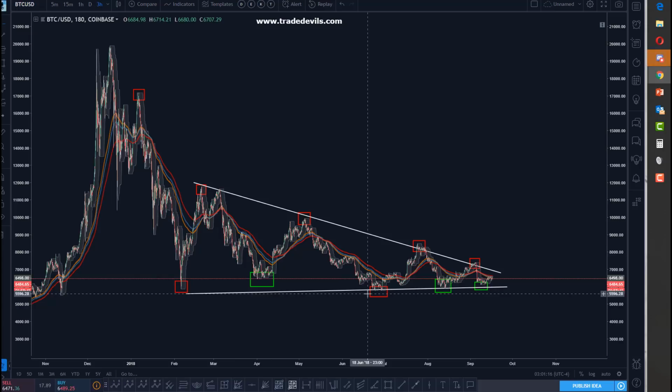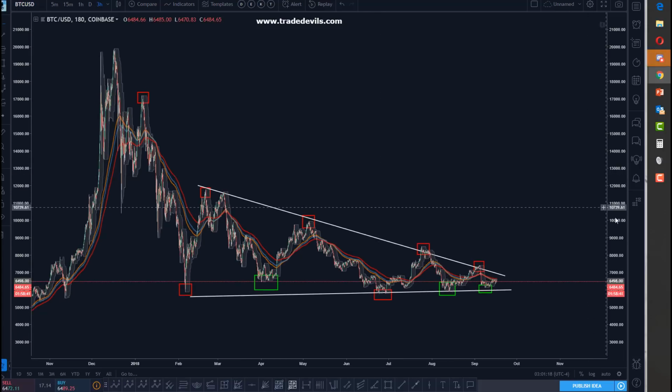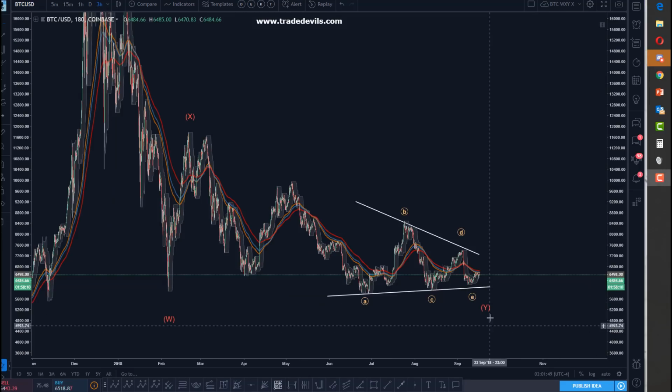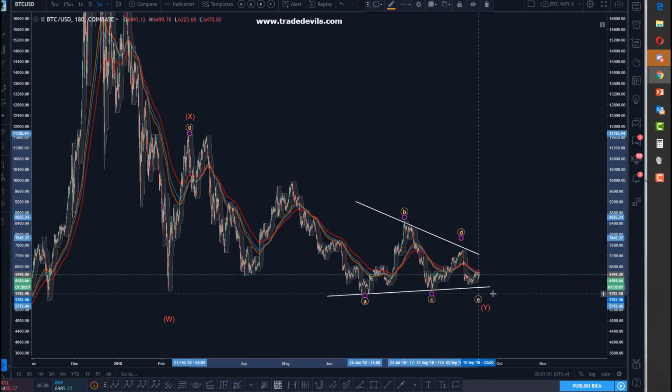Alternatively, you know, you could have a situation where you have a WXY to end the whole correction, with the Y as a triangle. A, B, C, W, A, B, C, X, huge A, B, C, D, E, right? And that's possible. Now, I'm not liking that option. Let me explain to you why. Here it is charted up a little better.